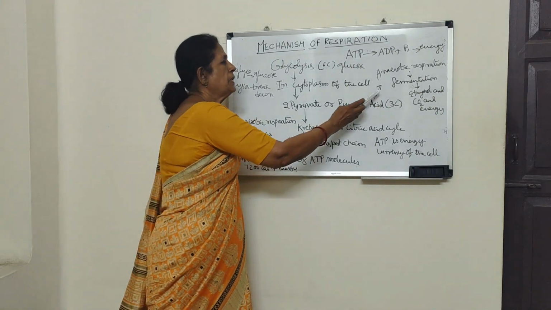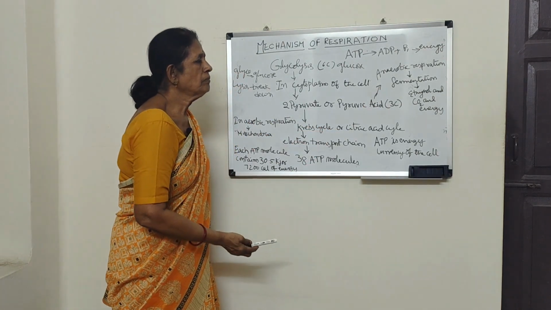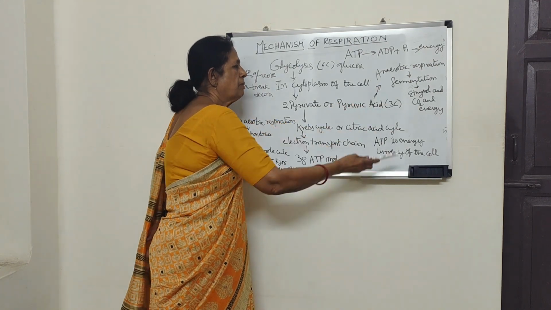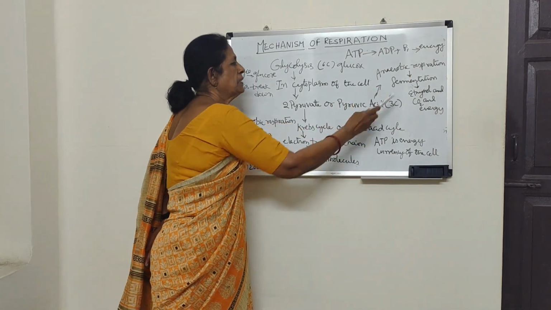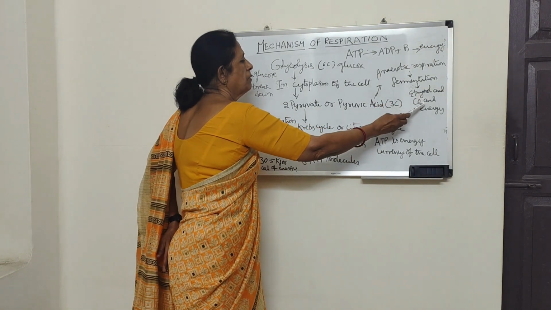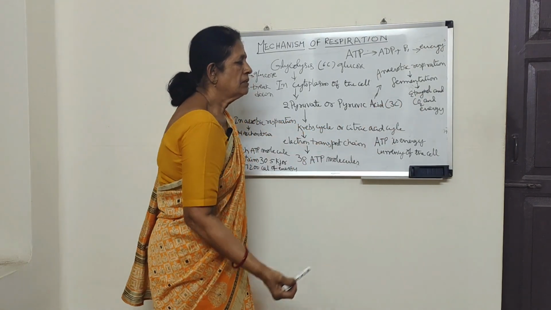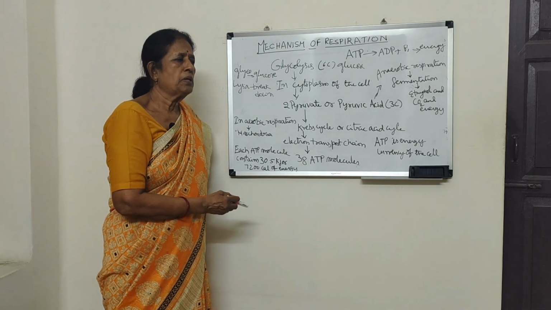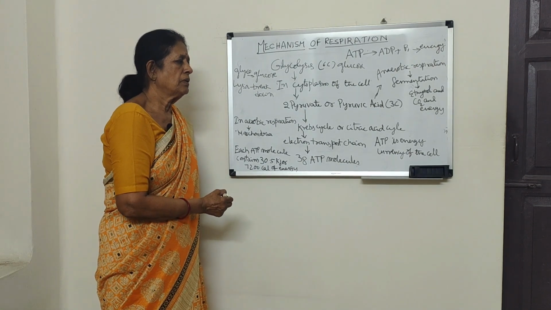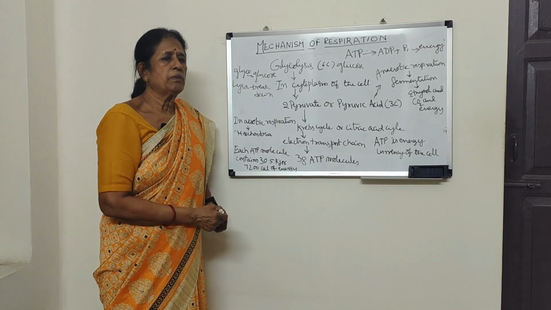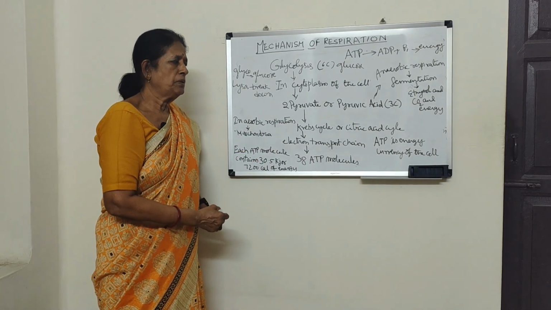And anaerobic respiration takes place in lower organisms. After glycolysis, fermentation takes place, and ethyl alcohol or ethanol, carbon dioxide and energy are produced. Comparatively, a small amount of energy is produced, whereas in aerobic respiration, a large amount of ATP molecules are produced.